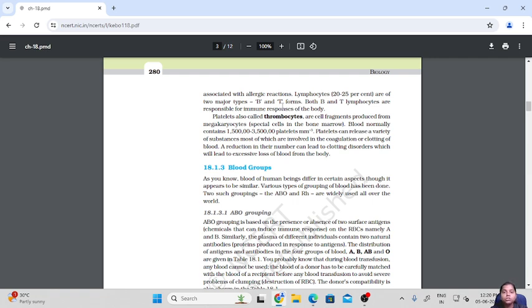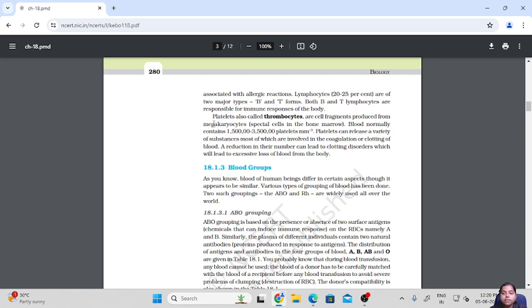They are of two major types, that is B and T forms. Both B and T lymphocytes are responsible for the immune response of the body. Now the third thing, that is the third formed element, the platelets. They are also called thrombocytes.